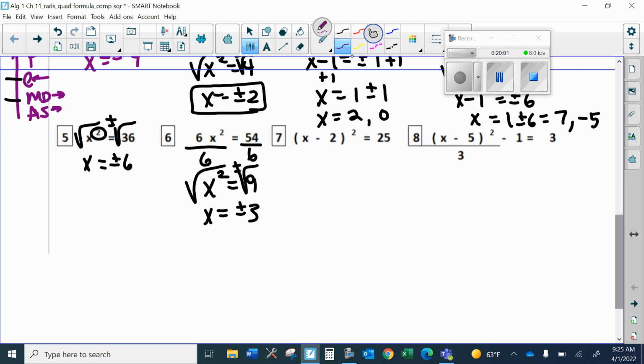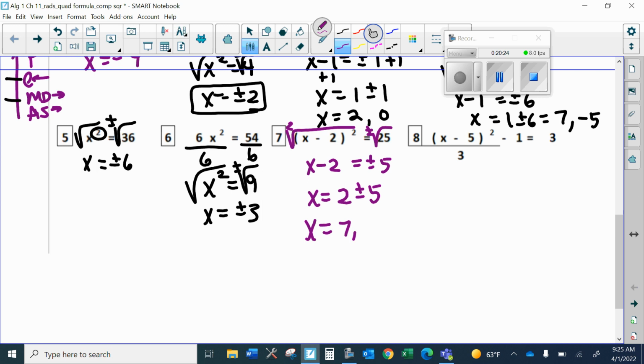Okay, here I'm right up to the square root right away, and nothing to add, subtract, multiply or divide across. Square root both sides, plus or minus. So I have x minus 2. Remember that 2 divided by 2 cancels out to 1. Plus or minus 5. Add the 2 across. 2 plus or minus 5. 2 plus 5 is 7. 2 minus 5 is negative 3.